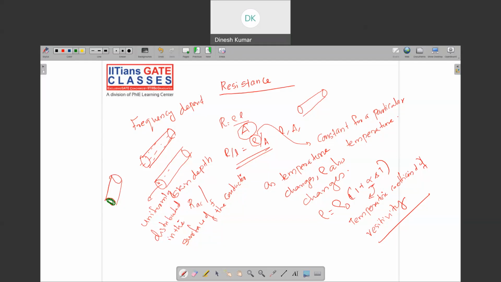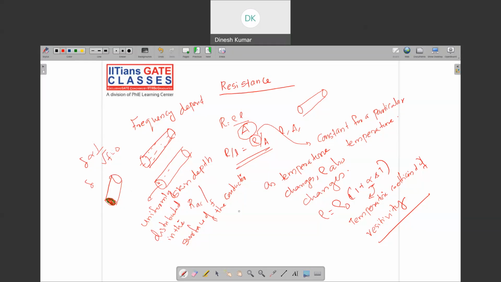That depth is basically known as skin depth, and it depends on the frequency. So the skin depth delta is directly proportional to one over root of frequency. If you check the equation, as frequency increases, the skin depth decreases. For DC, the frequency is basically zero, which means skin depth is infinity, so the current will flow through the bulk of the conductor. That's why the resistance depends on the frequency of the AC also.